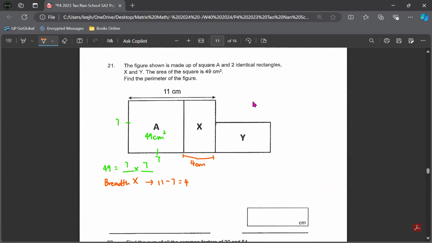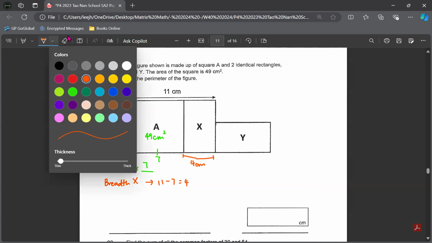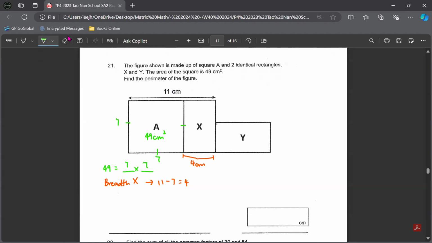You focus. If you focus, you know that this is also the length. Although this is the side of a square, this is also the length of the rectangle x, because these are equal. So this is 7 as well, which means that if these two are identical, this is also 7 cm. Okay, so how are we going to find it? We can actually find the length of the figure straight away.